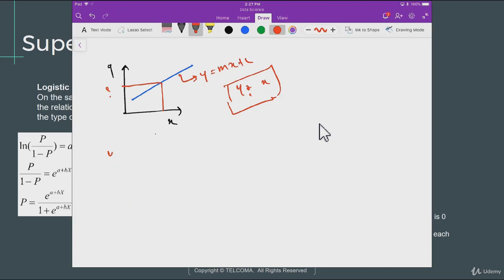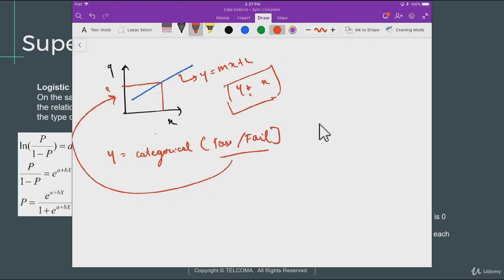But then when your y is categorical, which means it can take values, let's say like pass or fail, how does it really work? Can we put pass and fail into this equation? Not really possible, right? So what could be a workaround over here? Do we really have an alternative that we can encode this into the y-axis?